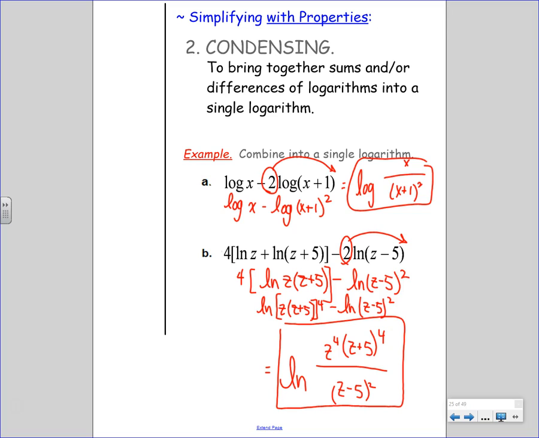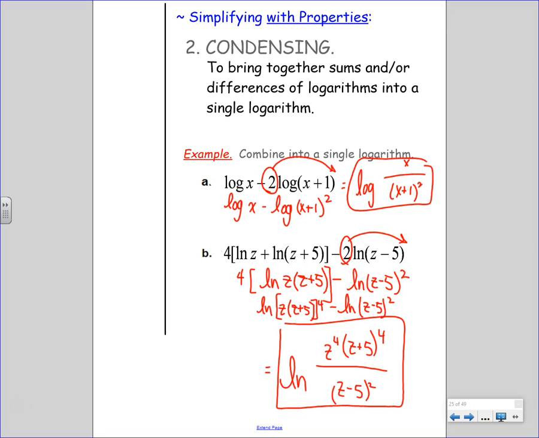You could rewrite Z times Z plus 5 4 times. So how many Z's do you have? How many times have been multiplied together? You have 4 of them. How many Z plus 5s do you have? 4 of them. So you could write it Z to the 4th, Z plus 5 to the 4th, and the last step is the quotient property over Z minus 5 squared. Does that make sense?